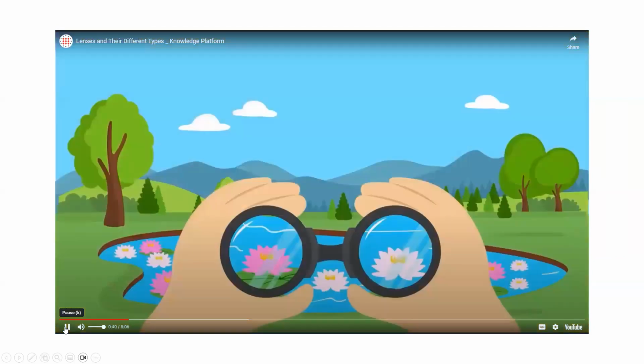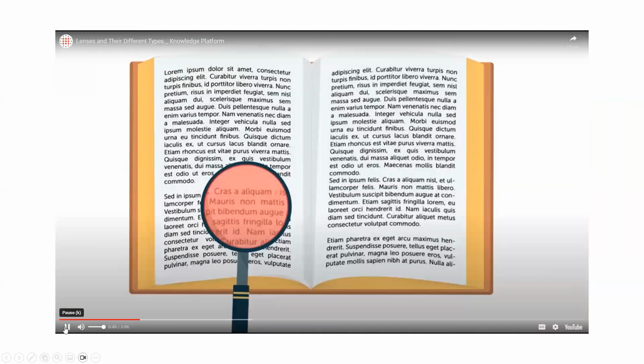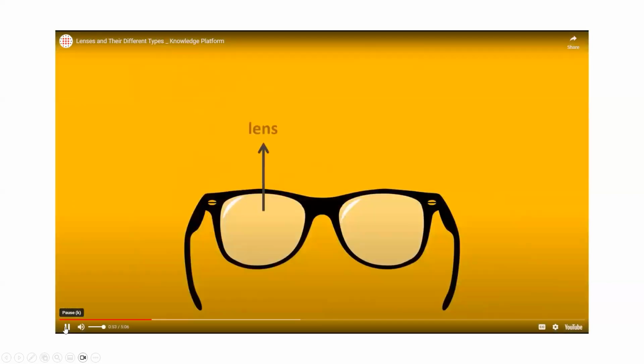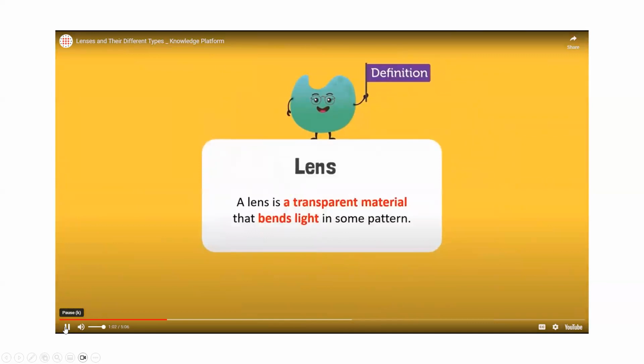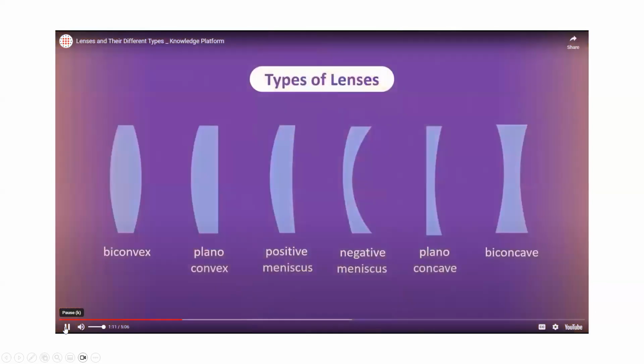There are two lenses in binoculars that make objects appear near. The magnifying glass, which is used to see tiny things, also has a lens in it. The lenses in spectacles help us see clearly if we have bad eyesight. So, what is a lens? In simple words, we can say that a lens is a transparent material that bends light in some pattern. These are some common lenses, and this is what they look like.